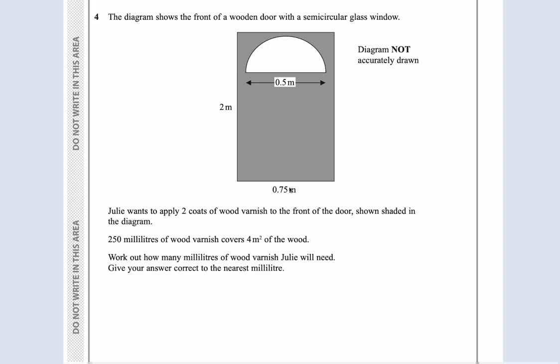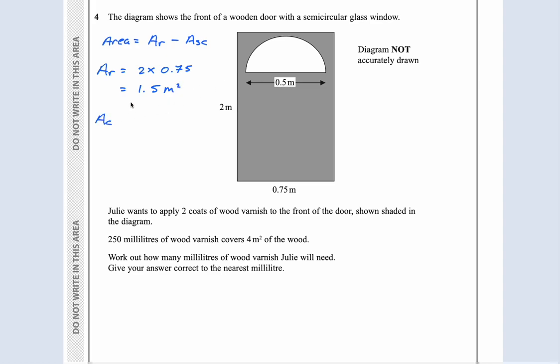Okay, so essentially, guys, find the area of this and then find out how many milliliters. So let's get the area first. The area is the area of the rectangle minus the area of the semicircle. Let's call it like that. The area of the rectangle is 2 times 0.75, which is, you can use your calculator if you want, guys, 1.5. So that is 1.5 meters squared.